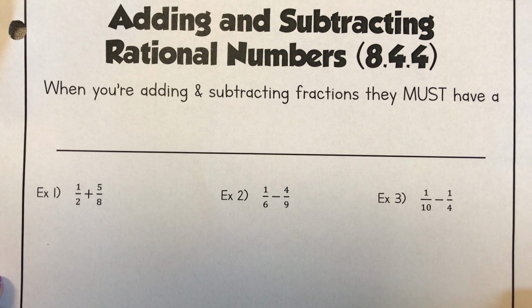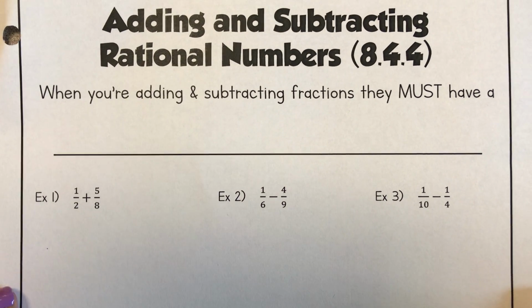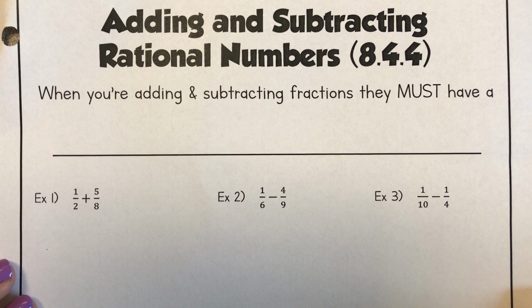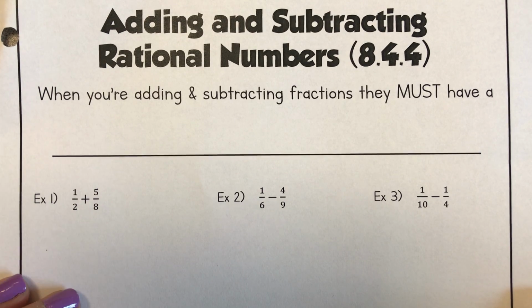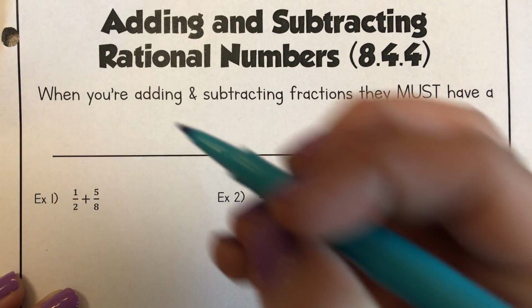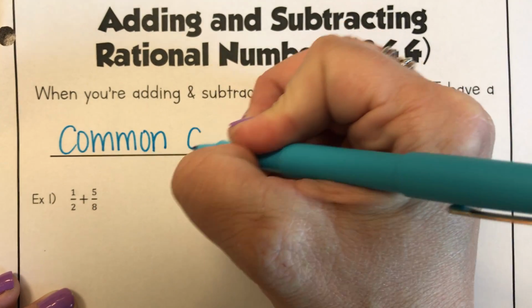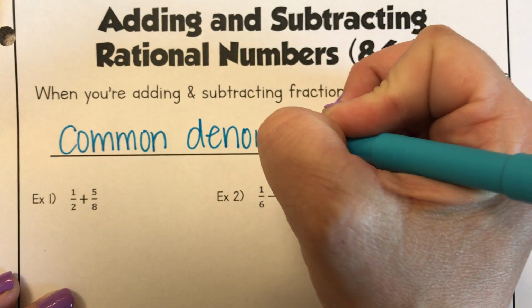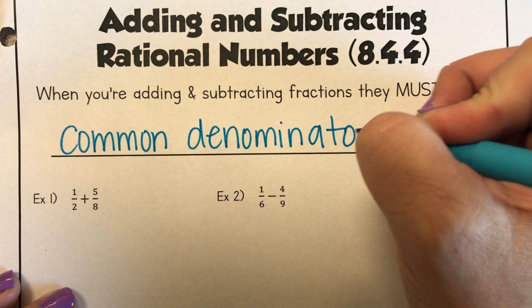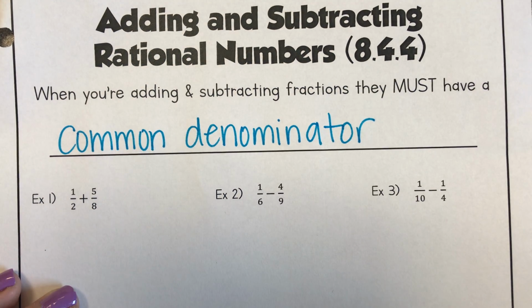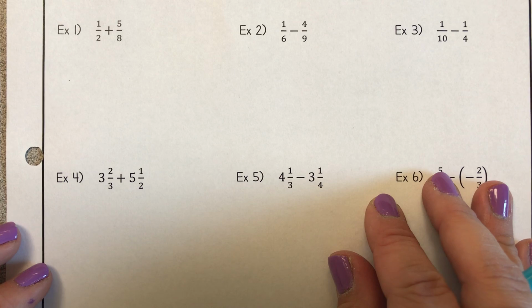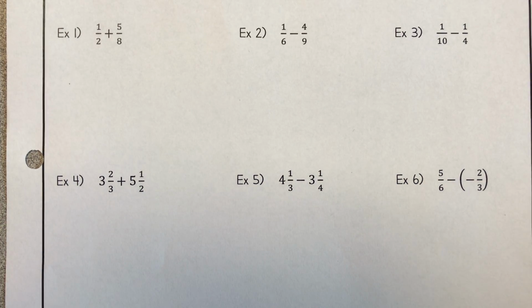Okay, today we're going to talk about taking our fractions, our rational numbers, and adding and subtracting them. So the first thing is that when you are adding and subtracting fractions, they have to have a common denominator. Okay, that bottom number has to match. Okay, so if we look at number 1, what would be a common multiple of 2 and 8?